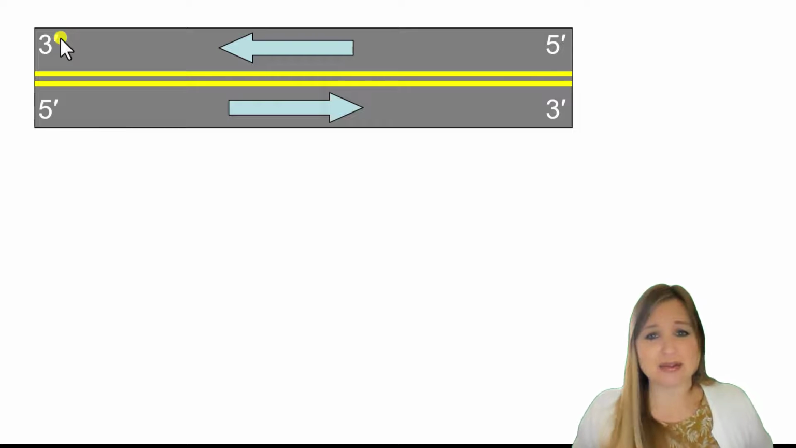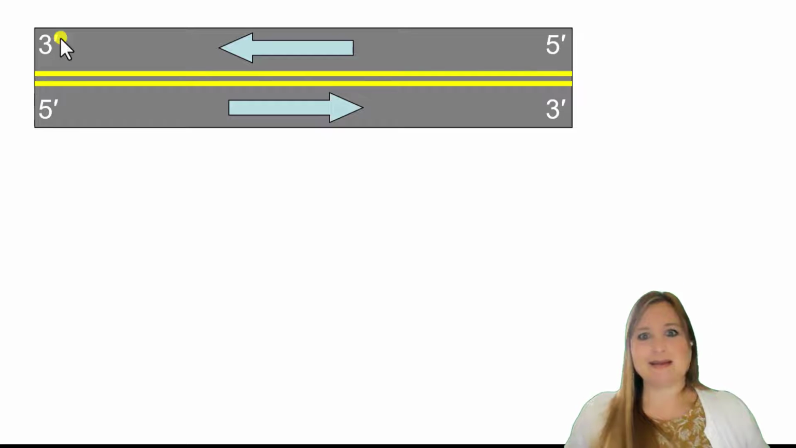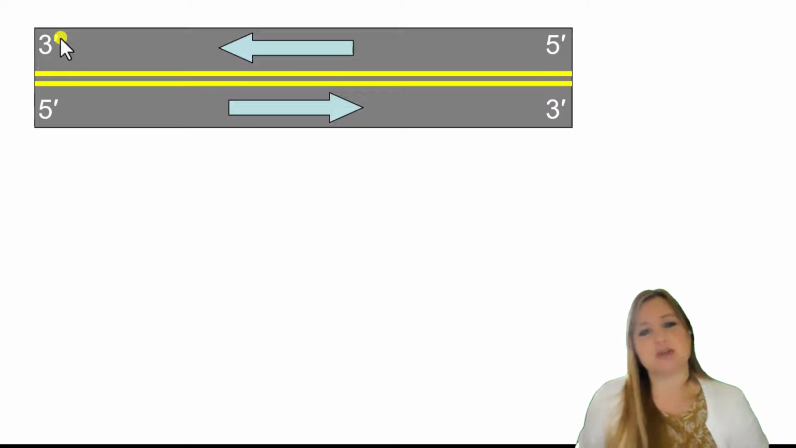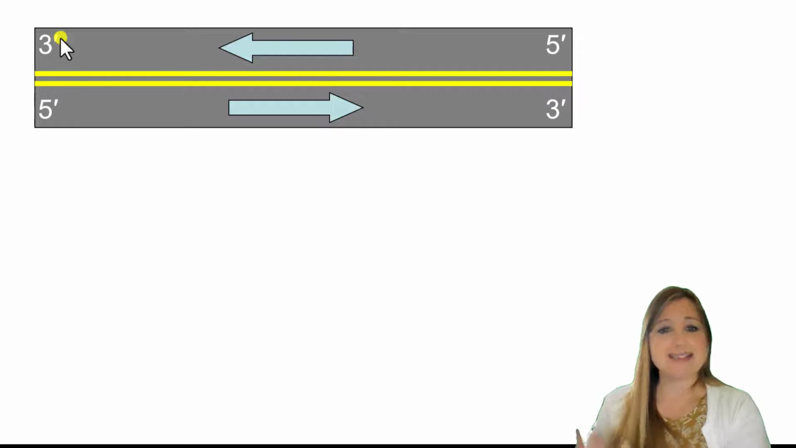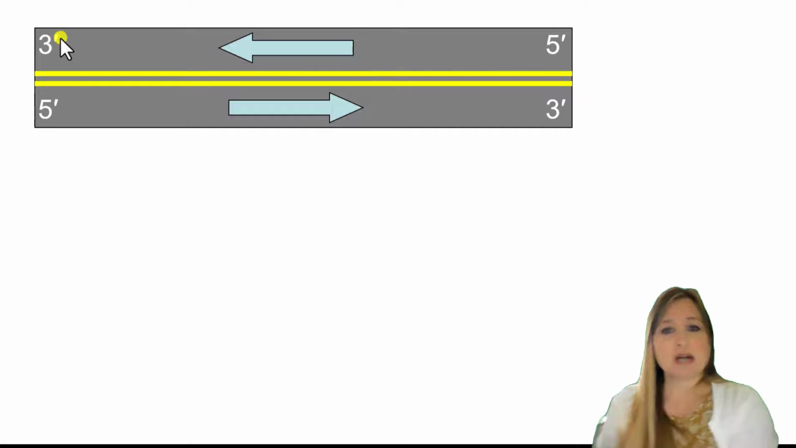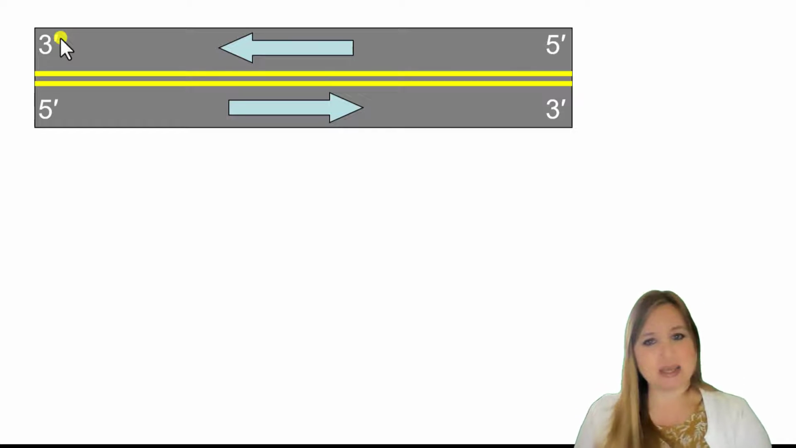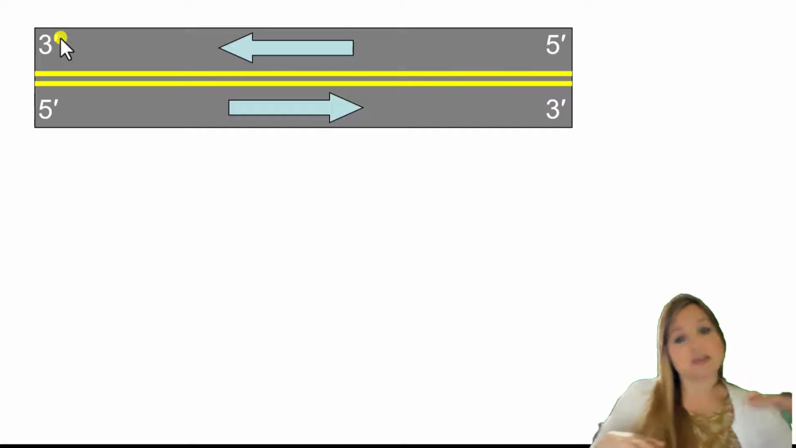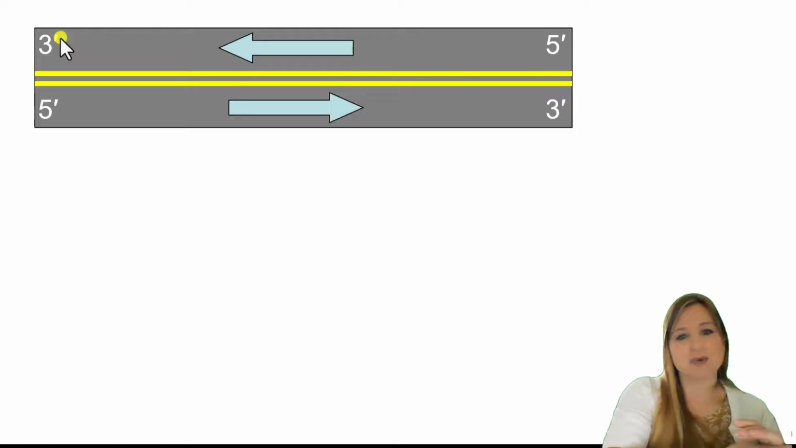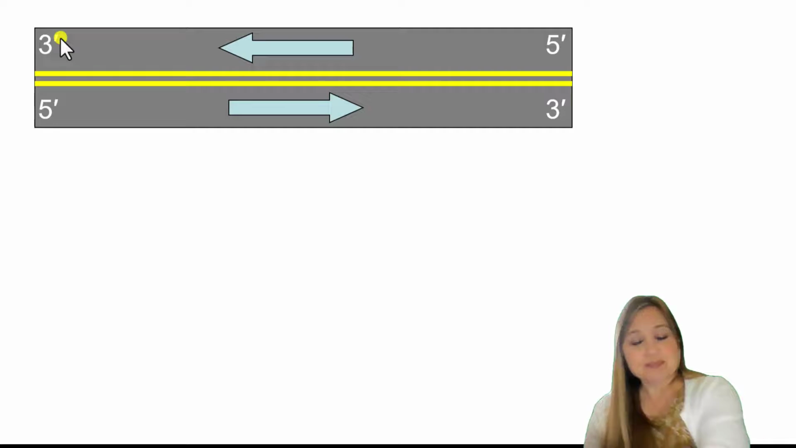And again, why do we care about this? It seems kind of like in depth, right? Why do we need to know this? We need to know this because we're going to refer to these directions when we're talking about how DNA is copied or how messenger RNA is made. Because new DNA is always put down in the forward direction from 5' to 3'.